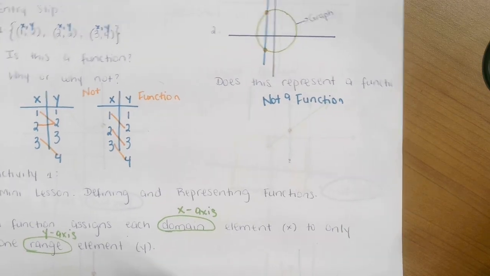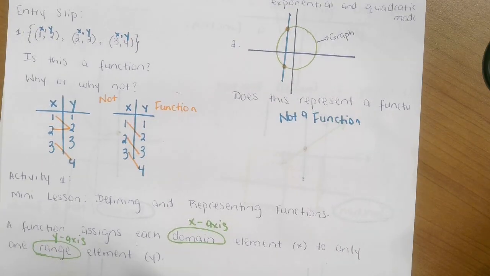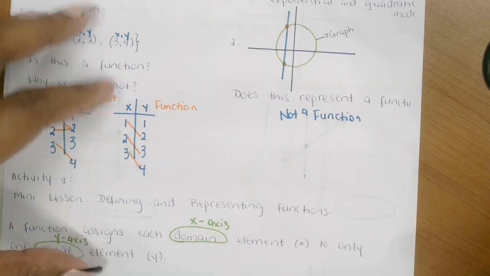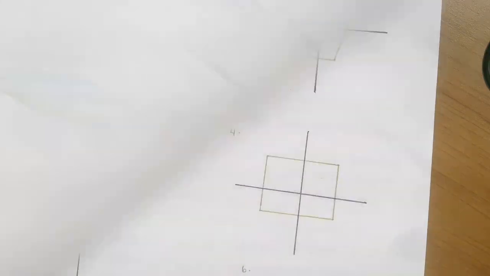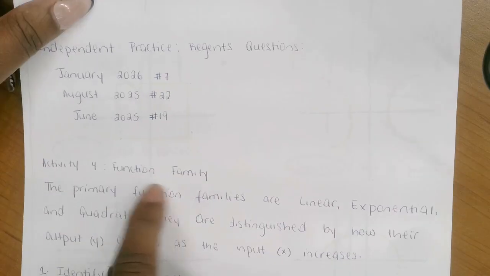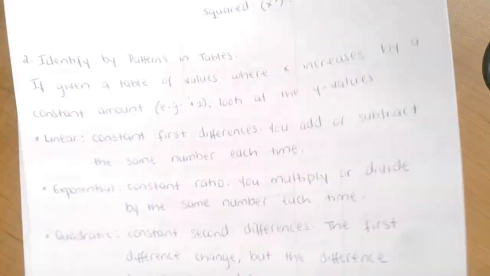Part 2 will be a continuation of this worksheet. For a function, there are different ways you can identify a function. The one that we did today was through the graph. For part 2, to identify, we're going to do function family and then by the patterns in a table.